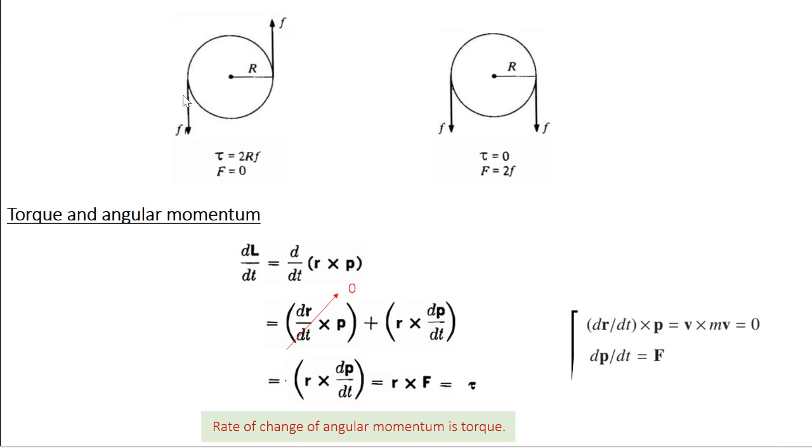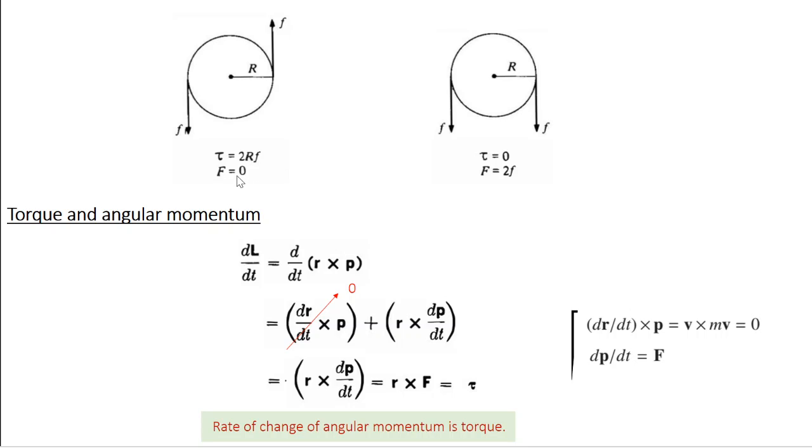So you have two forces acting and you have some sense of rotation about the center point. Now let's calculate what is the total linear force acting on the system. I have force in the upward direction, equal force in the downward direction. These two cancel, so the net force is zero.